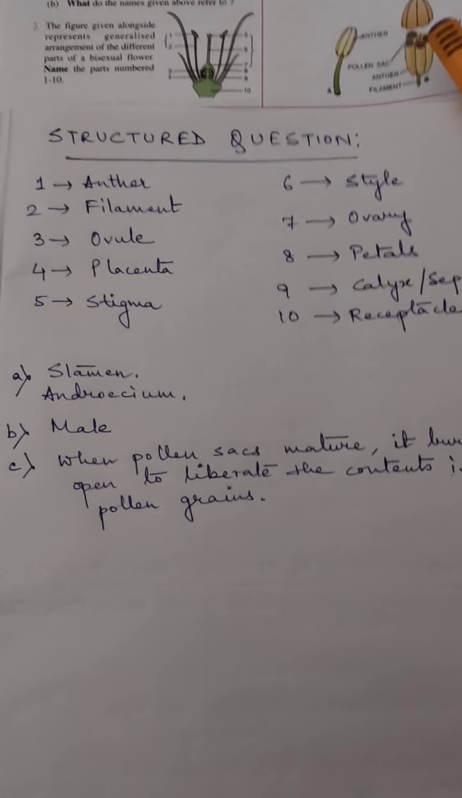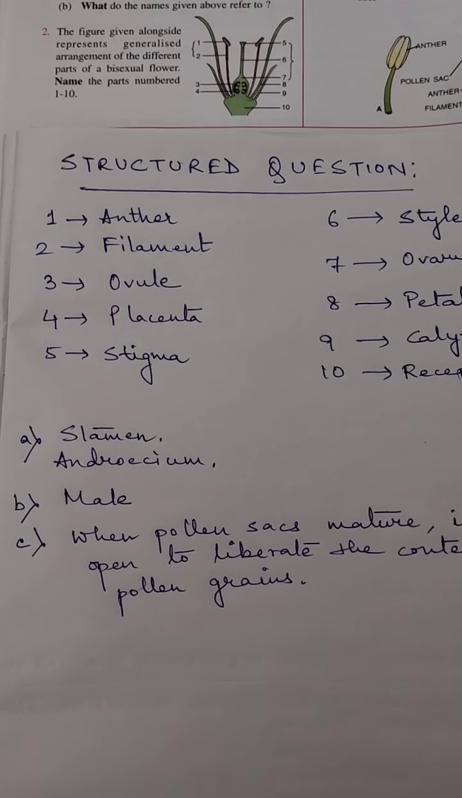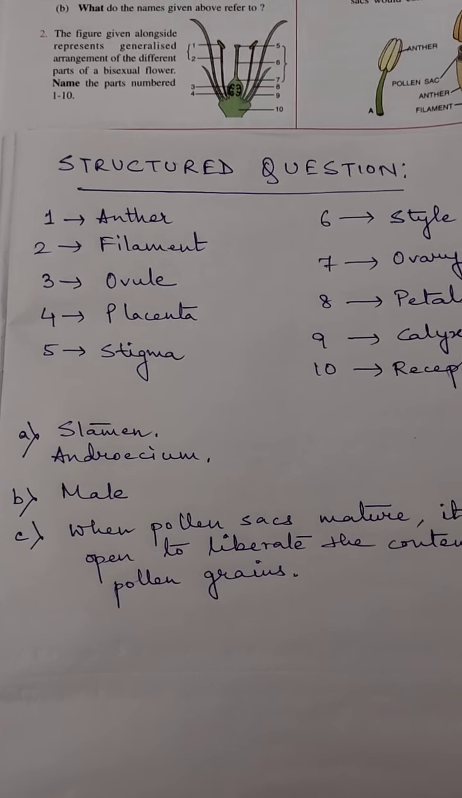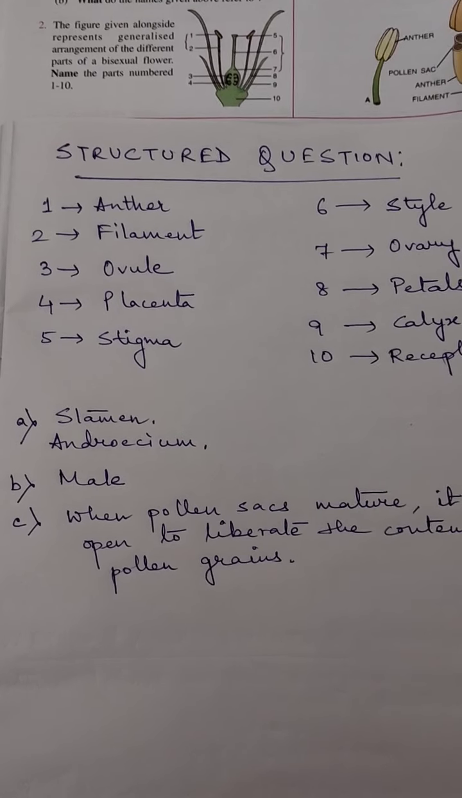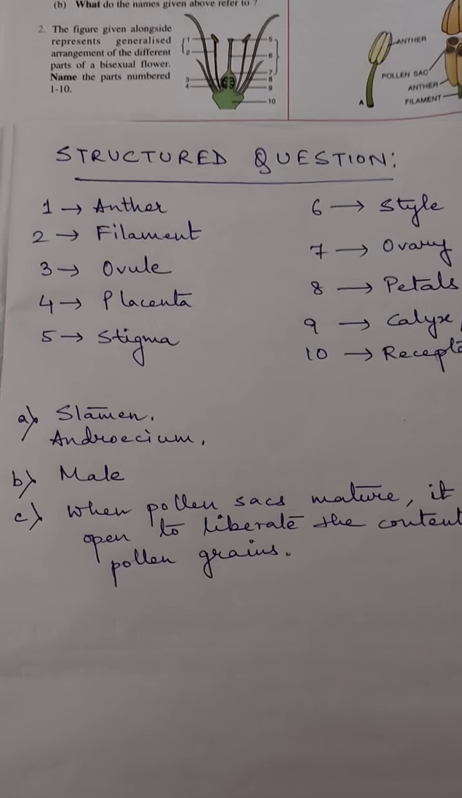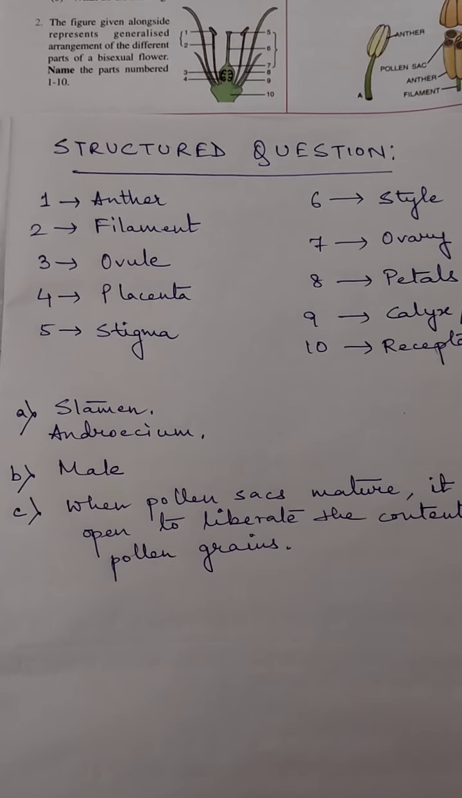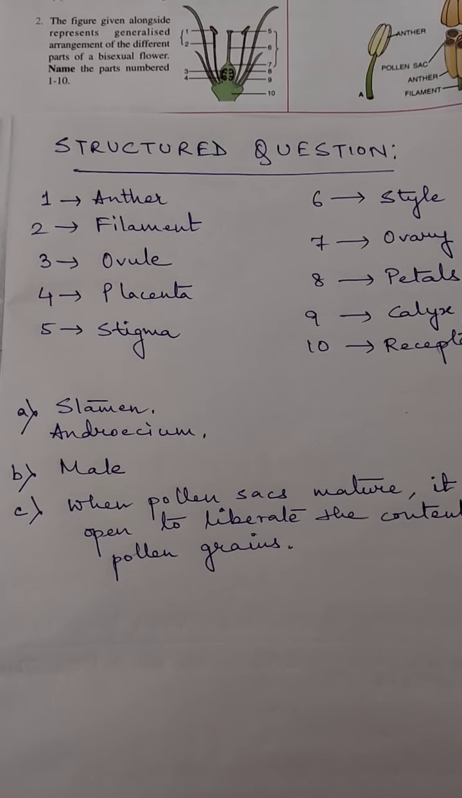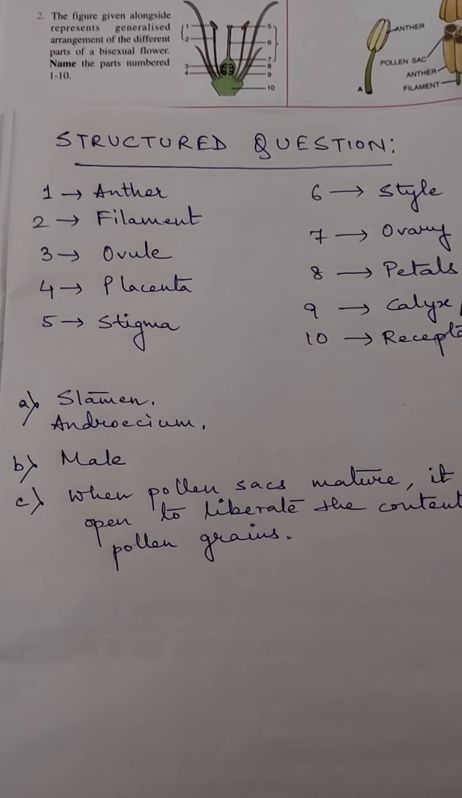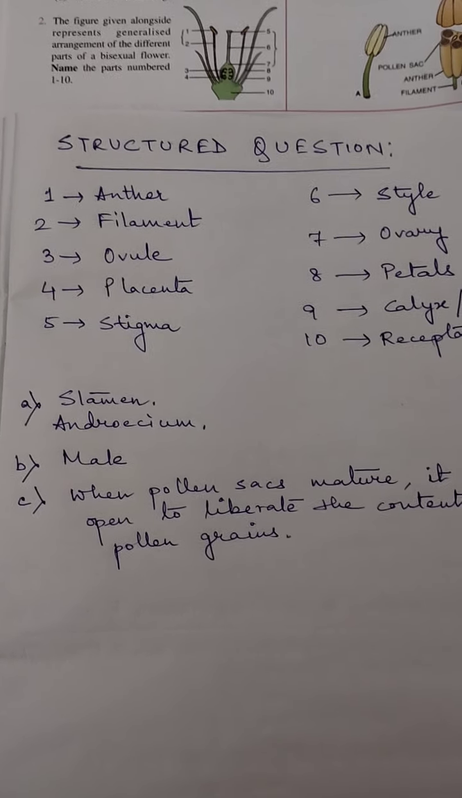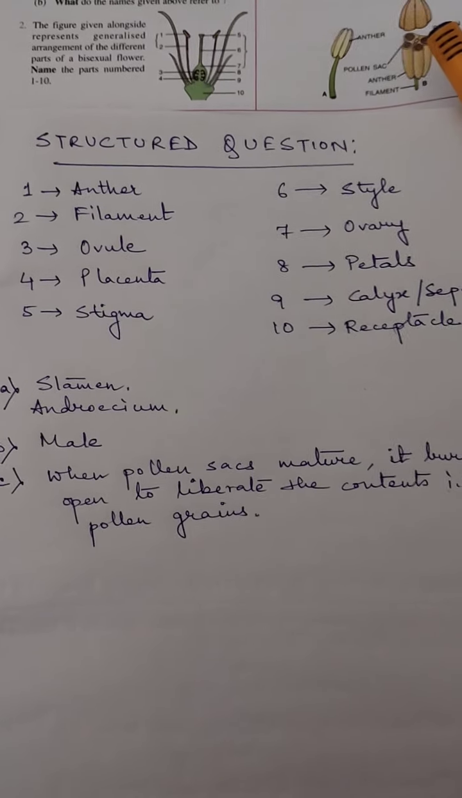Okay, students, now at the back of the chapter, if you have this question, this figure, you can see question number 2, which I'm showing here in the video. If this question is there at the back of your chapter, then I have written the answers for this question. Here they have given a diagrammatic or schematic diagram of a flower, and they have asked for labeling. So name the parts numbered 1 to 10. So they have asked for labeling. Now I have labeled all the numbers 1 to 10.